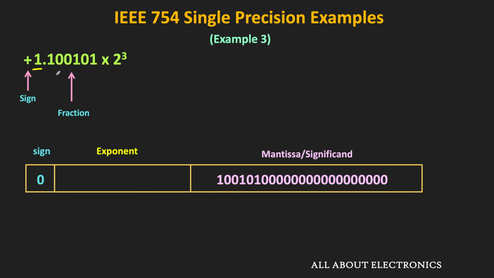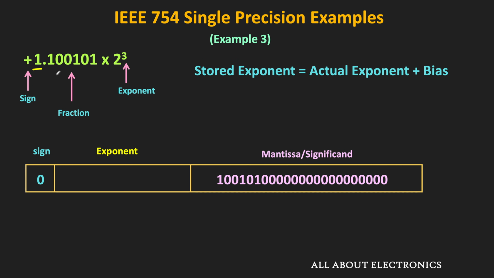Here, as you can see, the exponent is equal to 3. Before storing this exponent value, we first need to add the bias. That means the stored value of the exponent will be 3 plus 127, which is equal to 130. In binary, that is equal to 10000010. So in this way, we got the sign, exponent and the mantissa part of this 32-bit number.